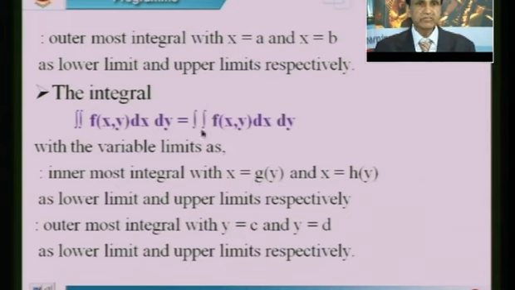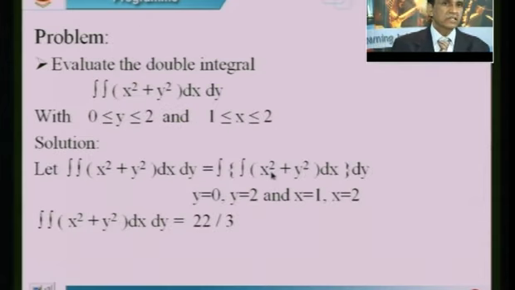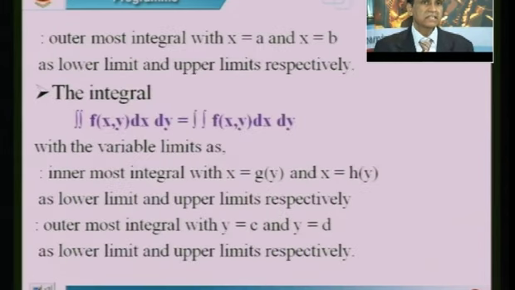These two limits will be assigned for this innermost integral, and for the outermost integral, y equal to c and y equal to d will act as constant limits, as lower limit and upper limit. Next is the basic information I discussed so far, and I will go to simple examples on all these cases. That means double integral evaluation with constant limits and with variable limits, and later double integration by changing the order of integration and double integration by introducing the standard polar coordinates.